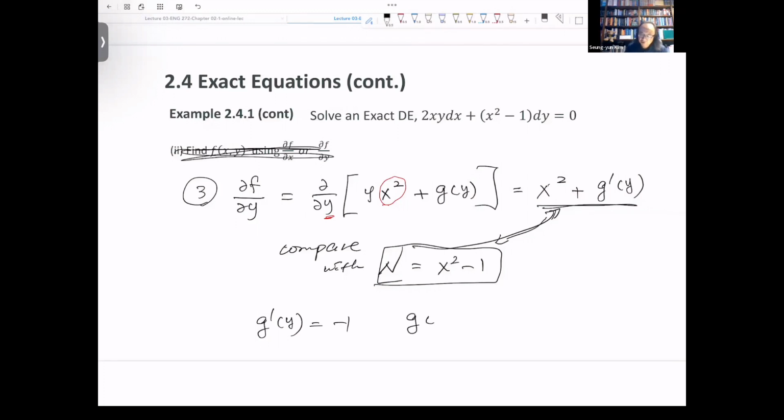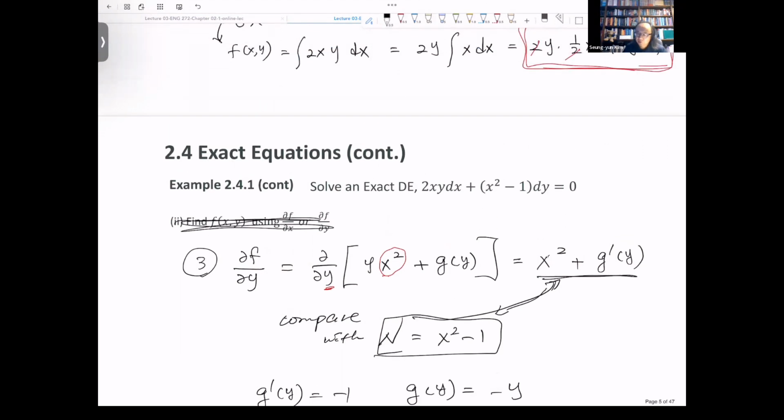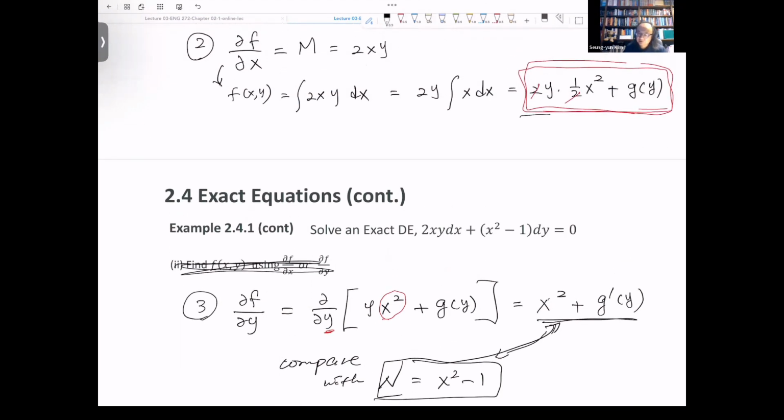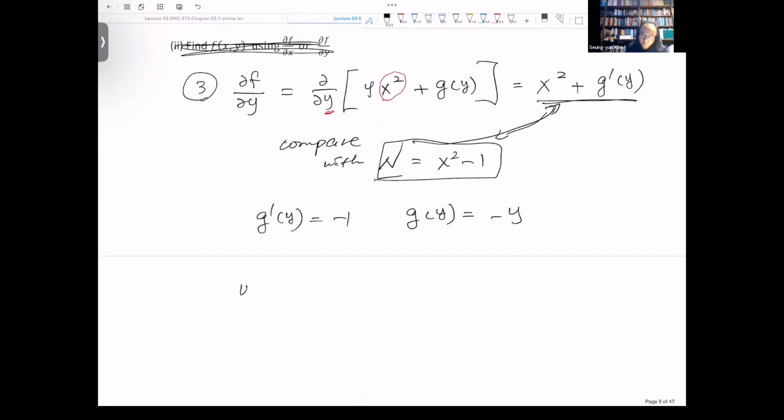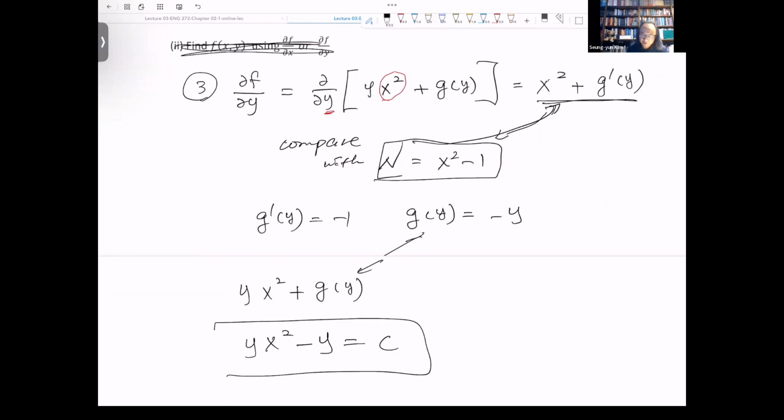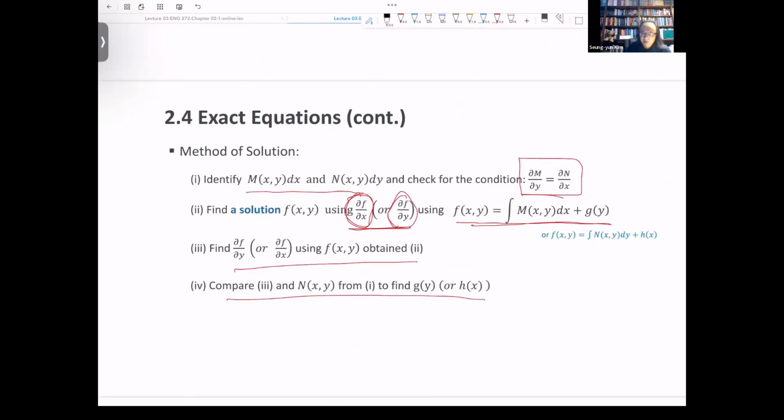g of y equals negative y. Now, what is the answer we said here? y x squared, we said y x squared plus g of y, and then you plug in this g of y here. So y x squared minus y equals c. That's the answer. In this method, we said either we use this one or this one.